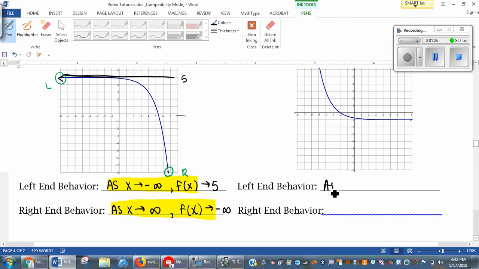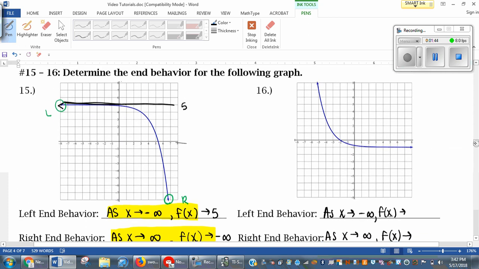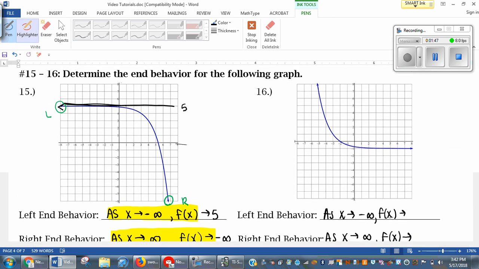All right, so again, let's write that notation as x goes to negative infinity. We are going to describe what's happening to the y values. As x goes to positive infinity, again, we're just describing what's happening on the right. So this negative infinity, meaning on the left, I'm referring to that arrow, and because that arrow is pointing up, we're going to say positive infinity.